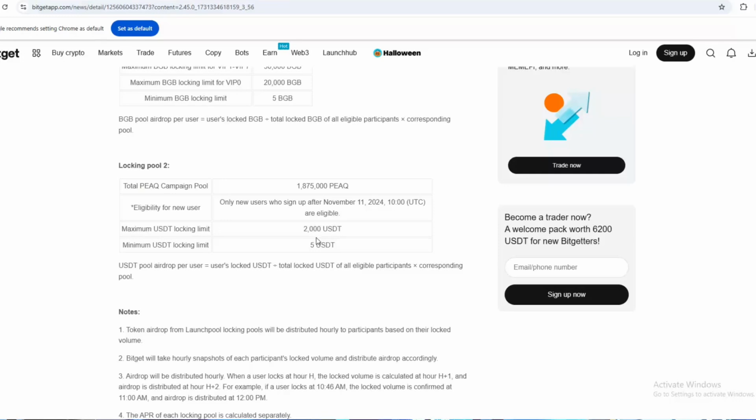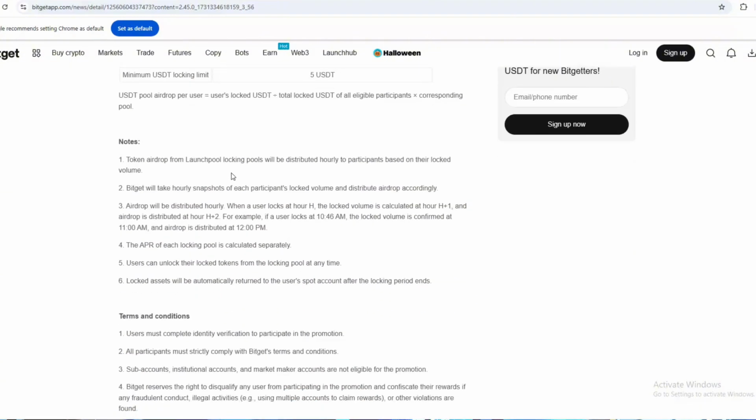Okay, and others' accounts are not eligible for this. And this is the Node Sky token airdrop from Launchpool, or the Loops pool, which will be distributed hourly to participants based on their lock volume. Okay, so the tokens from the Launchpool locking pools will be distributed based on their lock volume, like that.